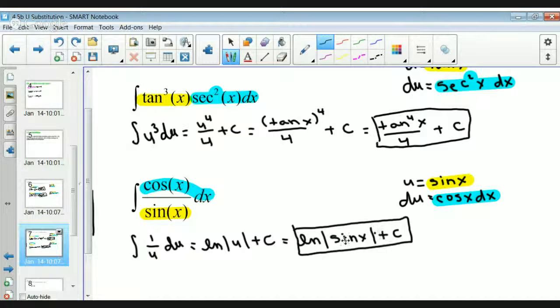Okay, if you want to check, then you need to take the derivative of the stuff we boxed. And notice here you would need chain rule again to differentiate. All right, so you would differentiate the outside, which would be 1 over sine of x, times the derivative of the inside, which would be cosine of x. So you get cosine over sine.